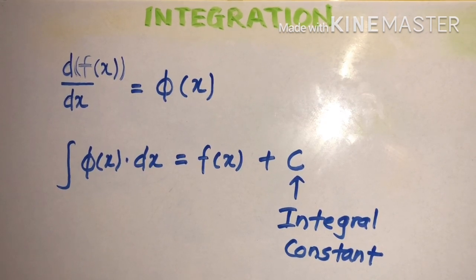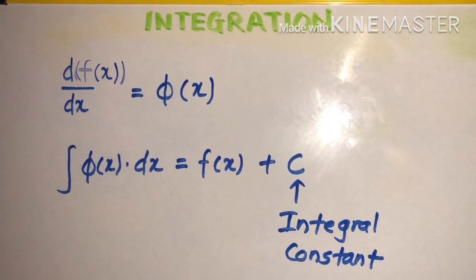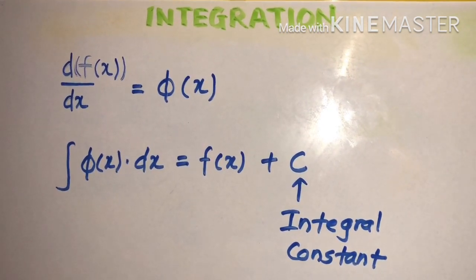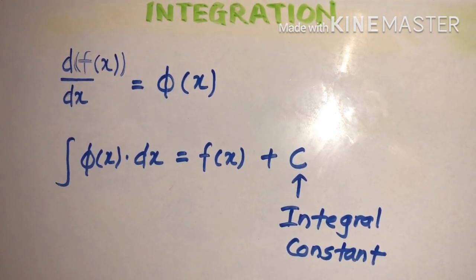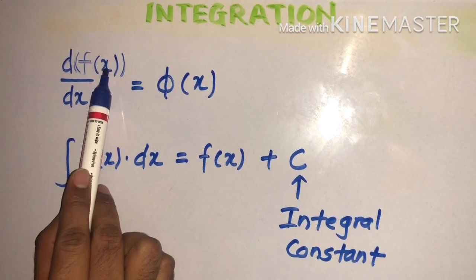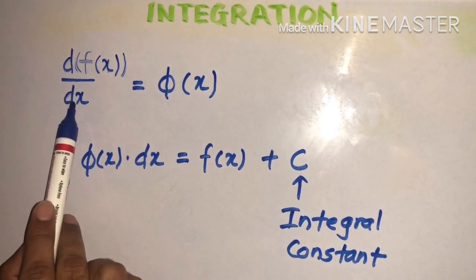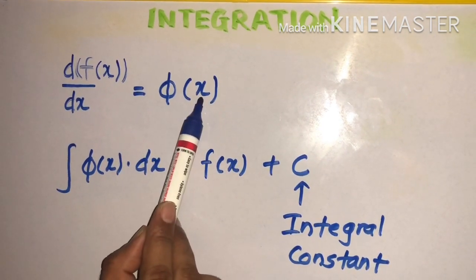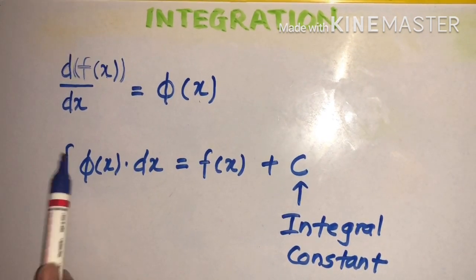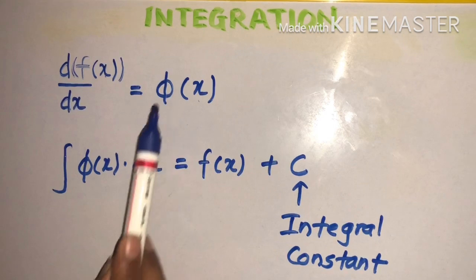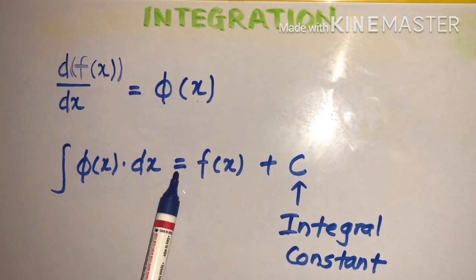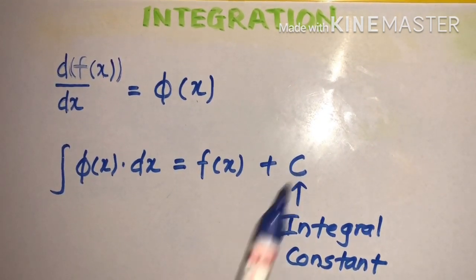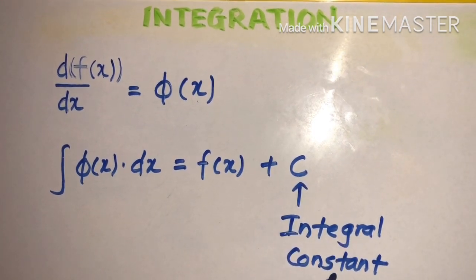Integration is just the opposite of derivative, or you can say it is also called antiderivative. Let's see the definition of integration. Suppose we have any function f of x and we are finding its derivative with respect to x. Its answer is, assume, 5x. So the definition says that integration of this 5x with respect to x is equal to this function f of x plus c, and this c is called the integral constant.